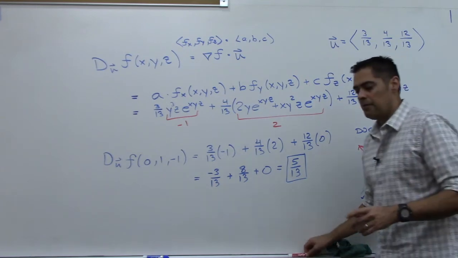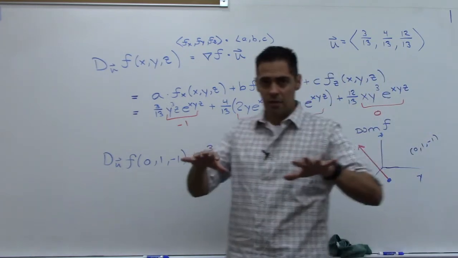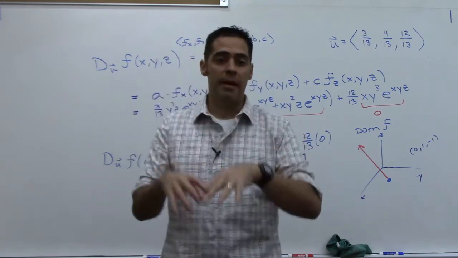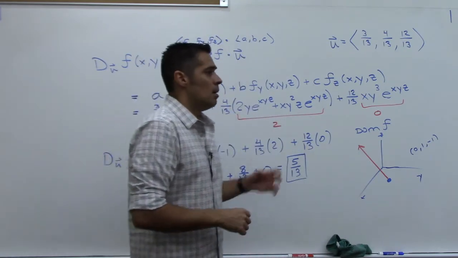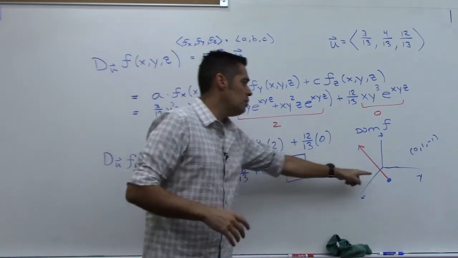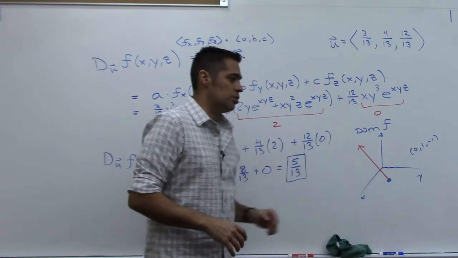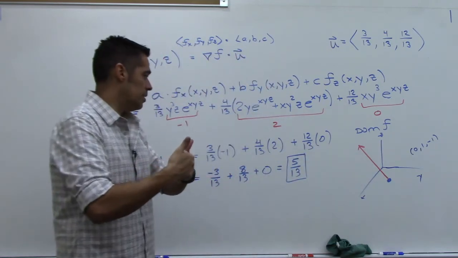So we no longer have the idea of standing on a surface and going out and going up or down. It's just that in this function, as I move in the domain in this direction, the function's values are increasing.